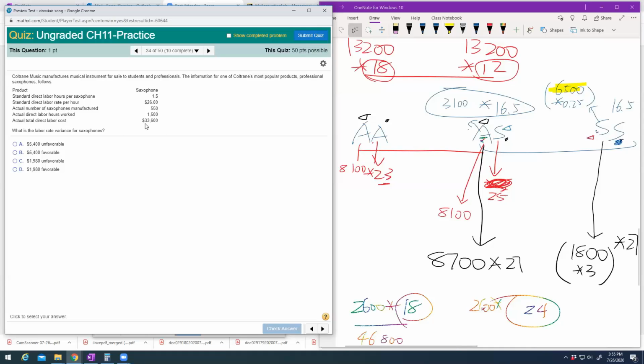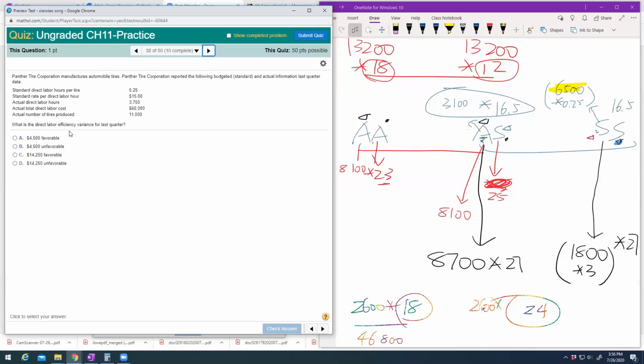Actual cost, you can get 33,600 directly. Then you can get the actual rate. The standard rate is $26. Then you can just calculate that directly. Asking you about the efficiency, actual standard.